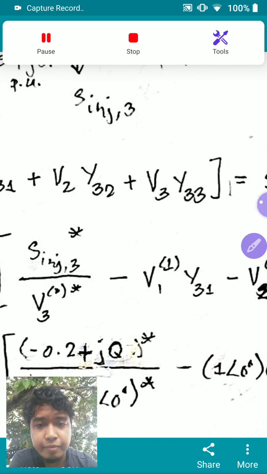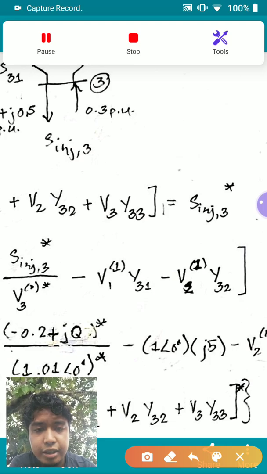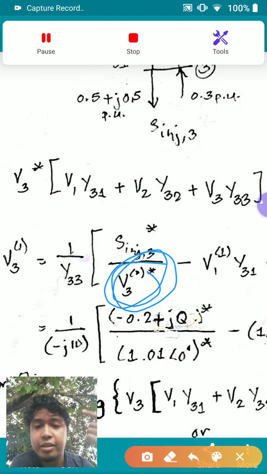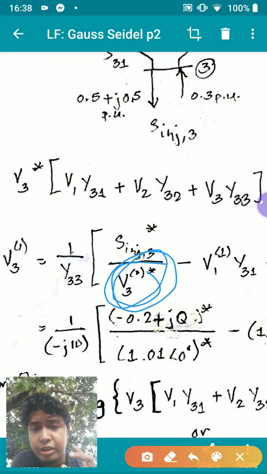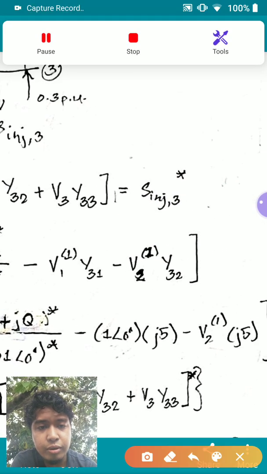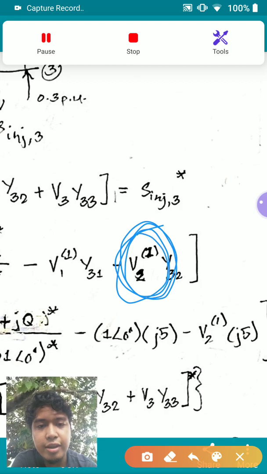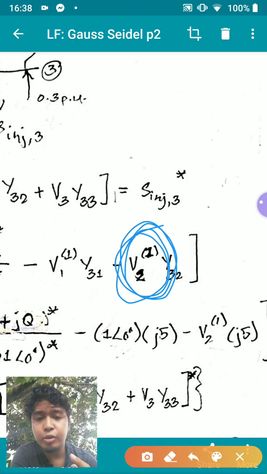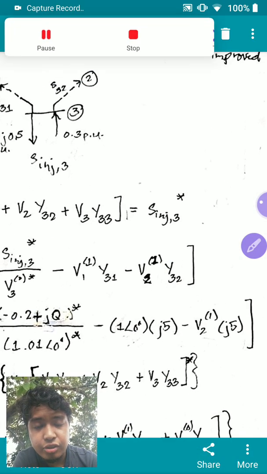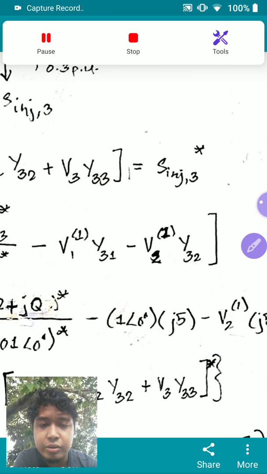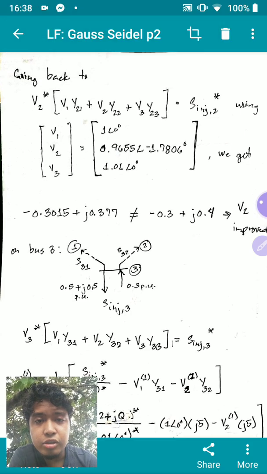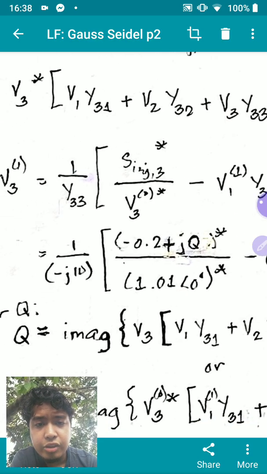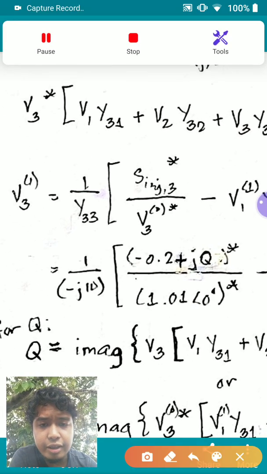Now take note that for V3, on V3 conjugate, we'll still be using the V3 at the previous iteration because we don't have an improved value of V3 yet. However, for V2, we use the new value because we know that that new value is a better value, a value that is closer to the real solution. So instead of using 1 angle 0 on V2, we now use the new V2, which is 0.96 angle negative 1.78. So you just do whatever you did on V2.